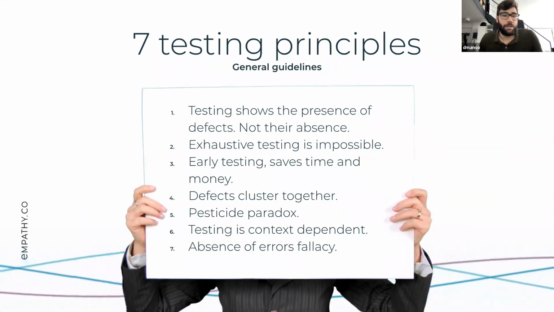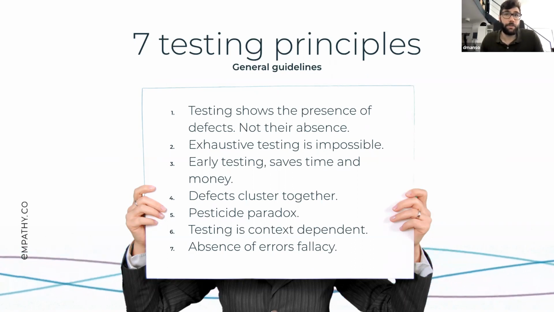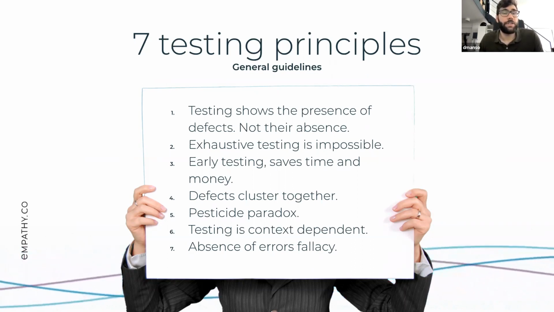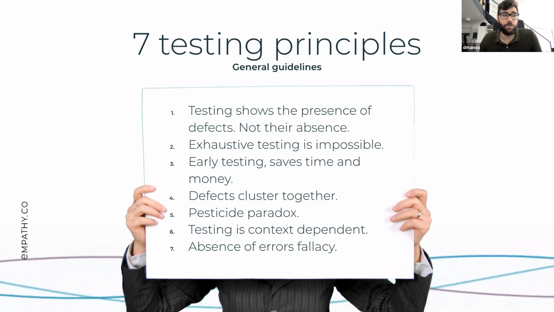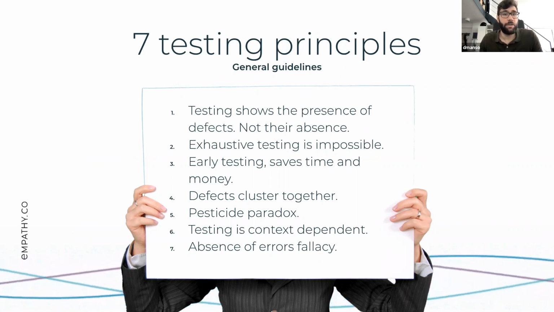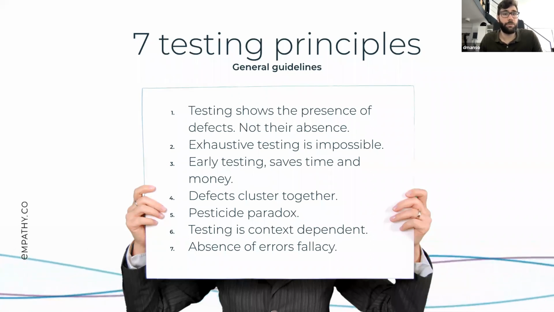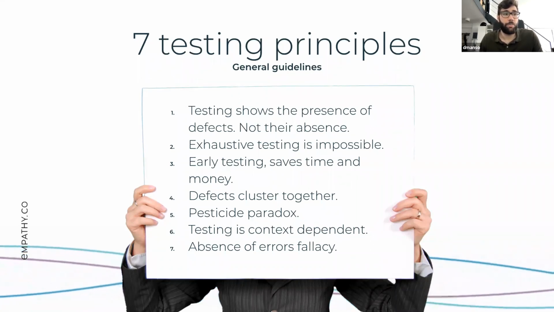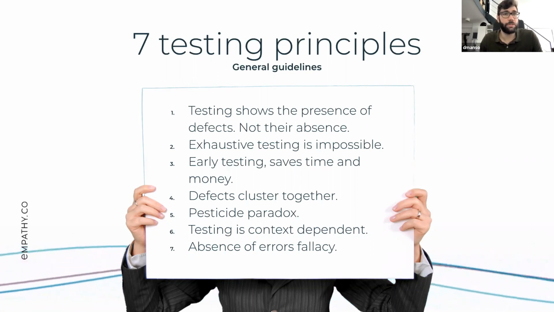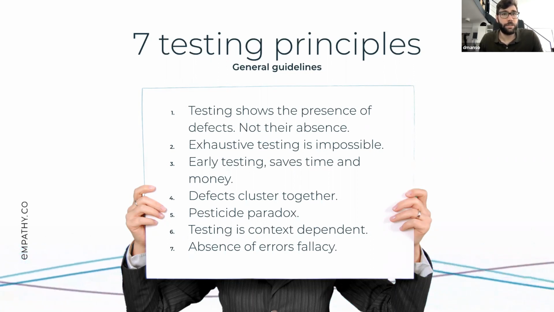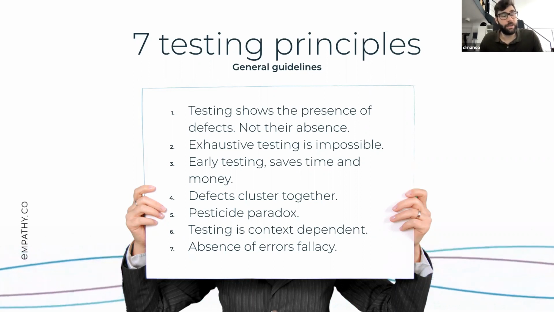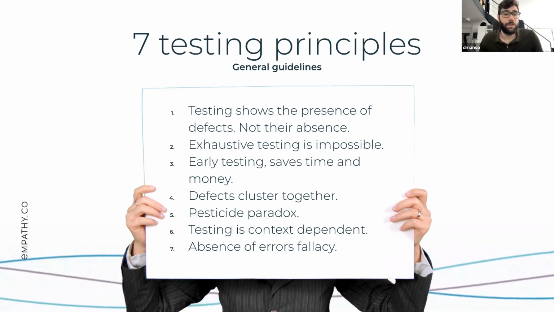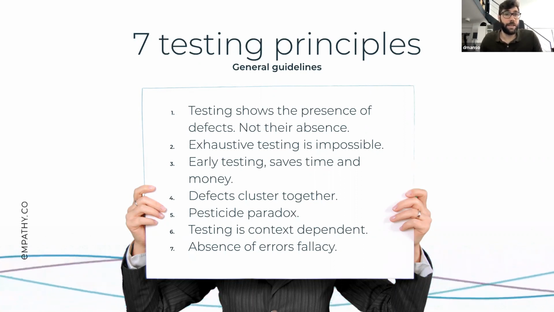Okay. As general guidelines, we can identify 7 testing principles. The first one, testing shows the presence of defects, not their absence. So we have to reduce the amount of defects, but we cannot prove that there are no defects. For this, I would recommend practicing pair programming or doing it in the pull request, since two eyes see more than one.